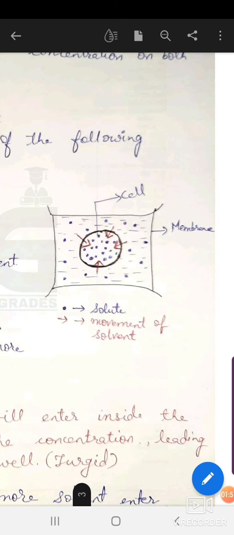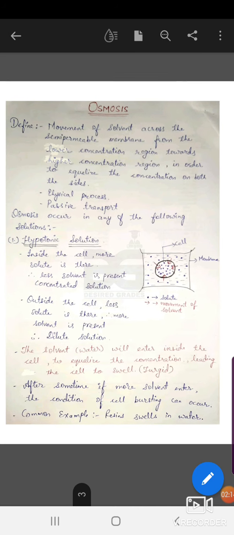Okay, so hypotonic means what? The outside area of the cell is less concentrated, so the cell will gain water in order to equalize. While gaining water, the cell will start to swell up, and after some time a condition can come where the cell can burst. Clear? This was about the hypotonic solution. The basic example is when we place raisins in water. After some time they swell up, because they are gaining water from the outside environment.